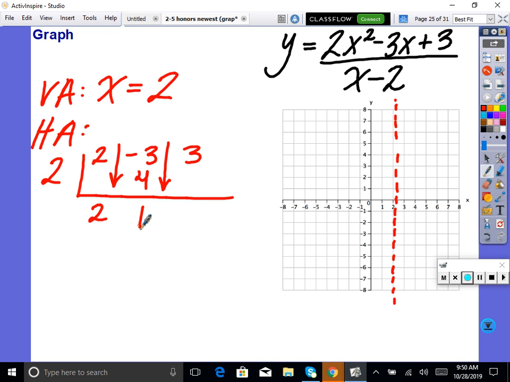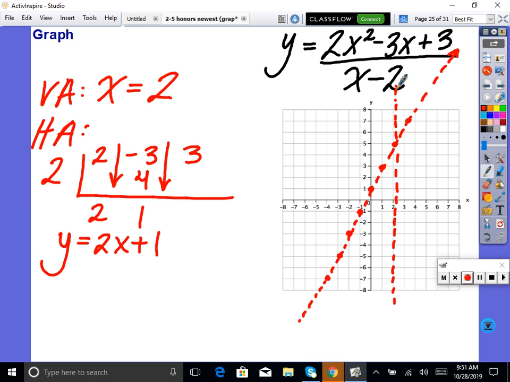Now, isn't that all that matters? The remainder doesn't, so I'm stopping. So now we have the equation y equals 2x plus 1, right? So you've got to be able to graph a line correctly. We do a y-intercept of 1, our slope is positive 2, up 2 over 1, up 2 over 1, up 2 over 1, down 2 over 1, down 2 over 1. Okay, so here is my dotted, slanted, oblique asymptote.